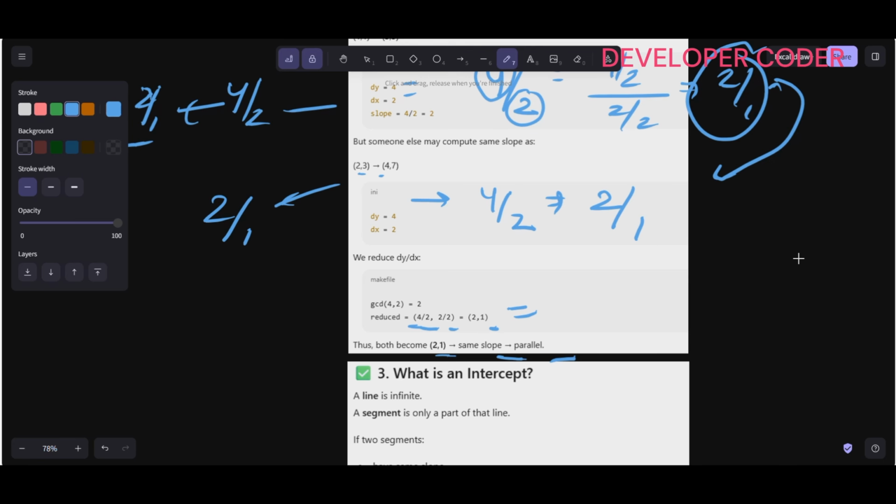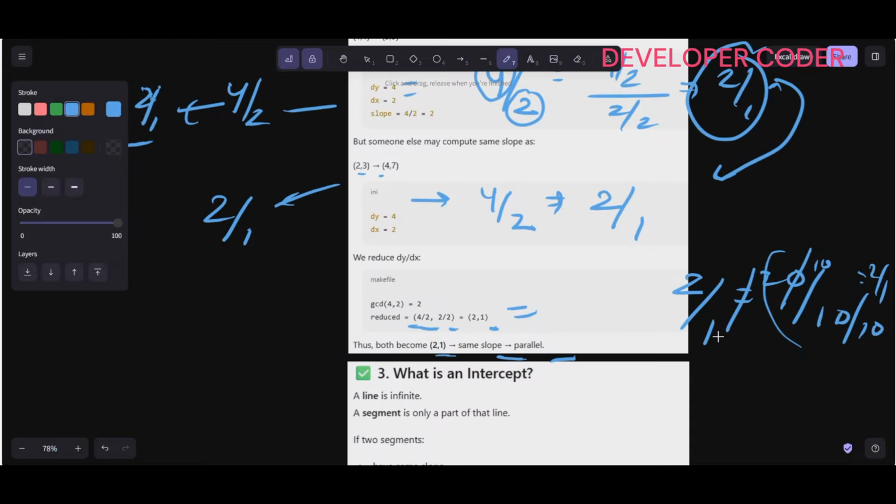So let's reduce it. It's not like you calculate this somewhere and calculate that somewhere else, and then say that both are not equal. No, these are equal. If you just divide by 10, the gcd of these two, you will get 2 by 1. So that's why we need to write it like this.